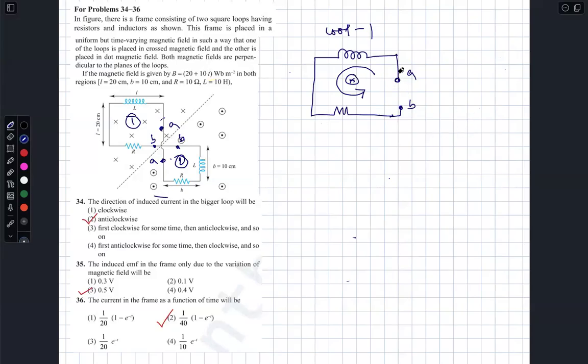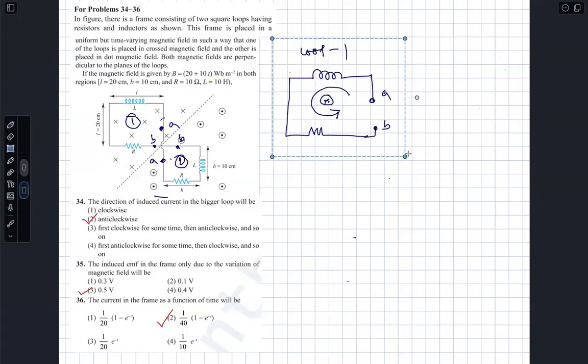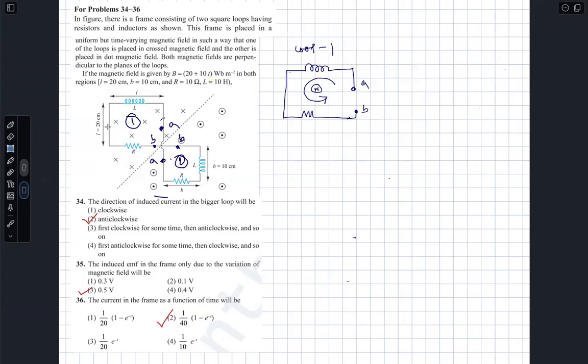Good. So A to B. Now let us see what is happening here. If it is also A to B in loop 2, I can say they were added up. Taking loop 2, boys.